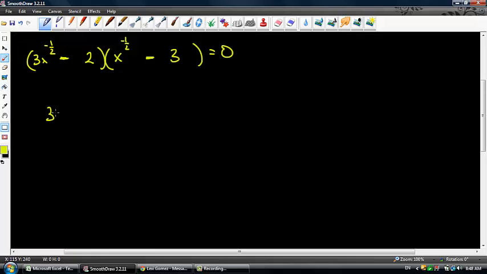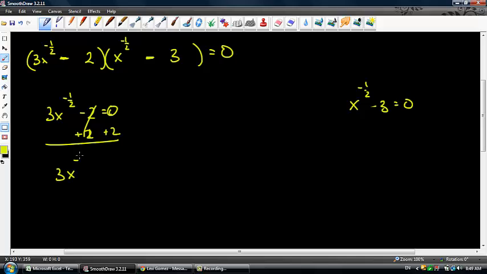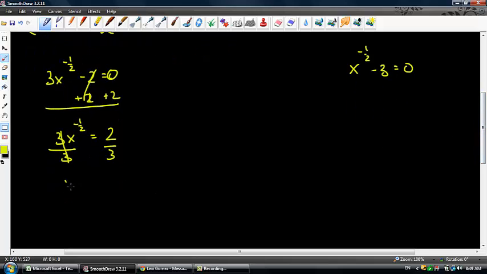This is 3x to the negative 1/2 minus 2 equals 0. And on this side, I've got x to the negative 1/2 minus 3 equals 0. Similar to a regular equation, I'm going to add 2 to both sides, so I get 3x to the negative 1/2 equals 2. I'm going to divide by 3. So what I get is x to the negative 1/2 equals 2/3.